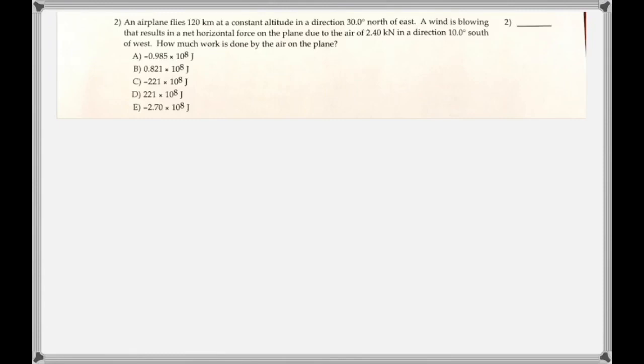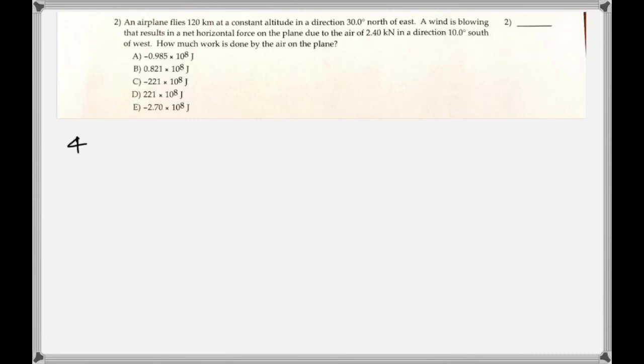And here is the airplane question. The airplane flies 120 kilometers at a constant altitude, and it's flying in a direction 30 degrees north of east. A wind is blowing. The direction of the wind is not given, but we know that the net horizontal force on the plane is 2.40 kilonewtons in a direction 10 degrees south of west. So the plane is flying 30 degrees north of east, but the net force is acting 10 degrees south of west. From those two, we should be able to figure out in what direction the wind is blowing.